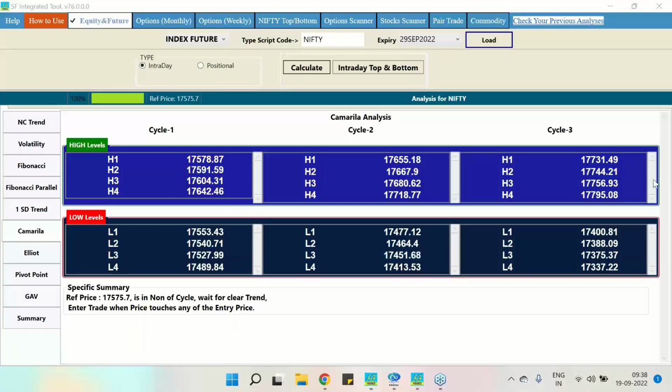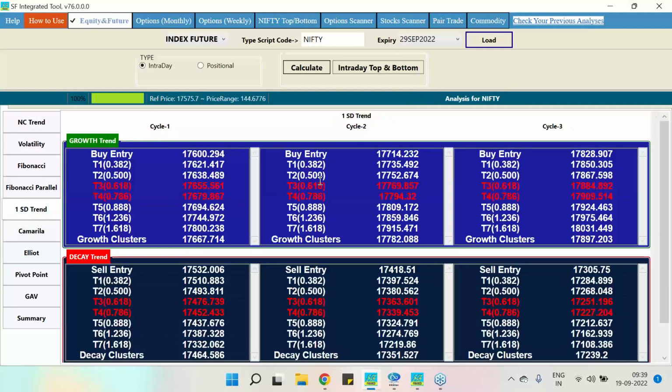level of... So today also is a Camarilla entry you have seen. You can also see 1SD trends. So 1SD trends are fixed. They are not giving you any 17,600 above by trend, and that will have a hurdle zone at 17,655 to 679, and this is the falling zone.